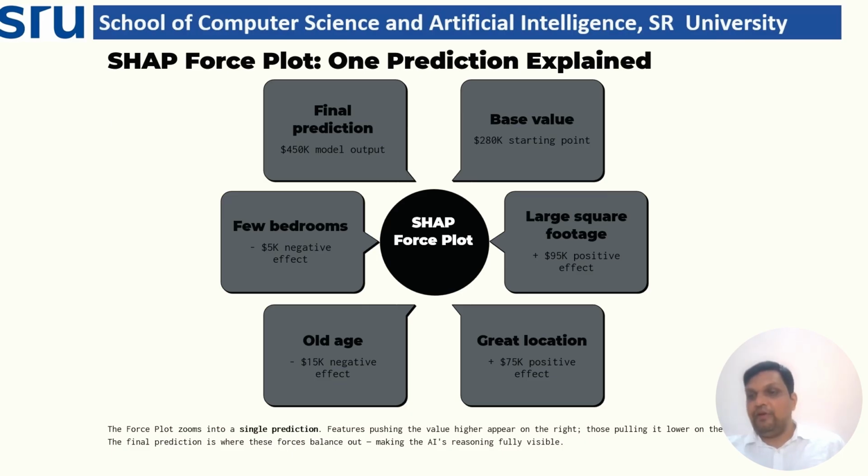So the force plot, this is my favorite visualization. It explains a single prediction like a tug of war, with features pushing the price up shown on one side, and features pulling it down shown on the other. The final prediction is the balance of these forces. It makes AI reasoning almost visible.